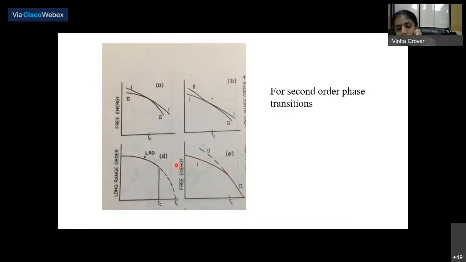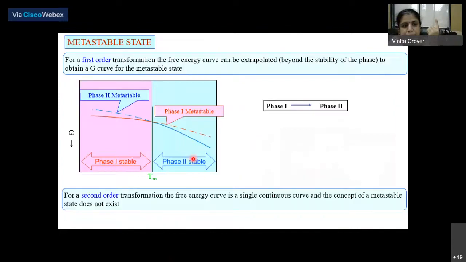Now, what does that lead to? Let me skip 2 slides and come to that, and then I'll come to other things. Look at this. Try to understand this. It's a very, very interesting and important concept. This is the GT curve of phase 1. This is the GT curve of phase 2. And this is your first order case, if you remember. It happened this way.